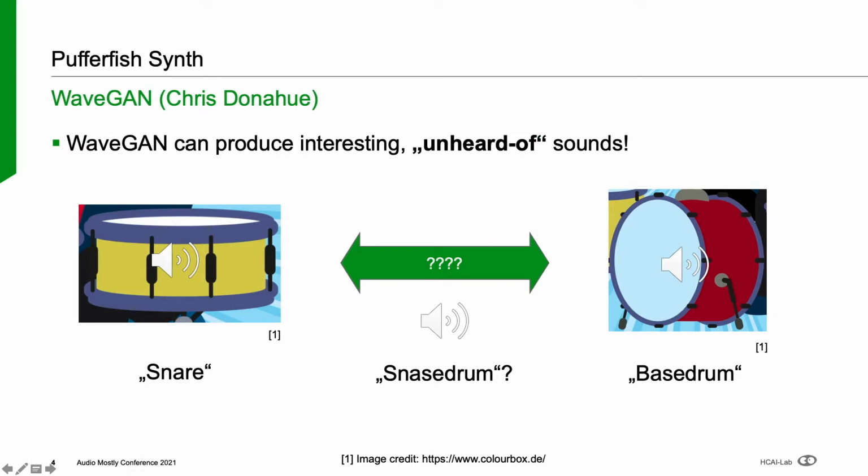GANs produce not only imitations of familiar content, but also hybrids that still somehow sound natural and realistic. In the case of WaveGAN, this means that unheard of drum samples can be produced that are hybrids of known instruments. An example is a hybrid of a snare and bass drum, which could be called snare drum.